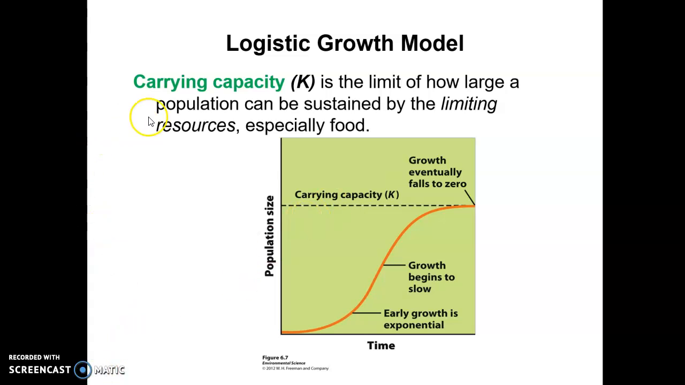So carrying capacity can be defined as the limit of how large a population can be sustained by the limiting resources, especially food. Another way to define it, which is really the same, is the limit of how many individuals in a population the food supply can sustain, because it's usually the food that caps it off here.